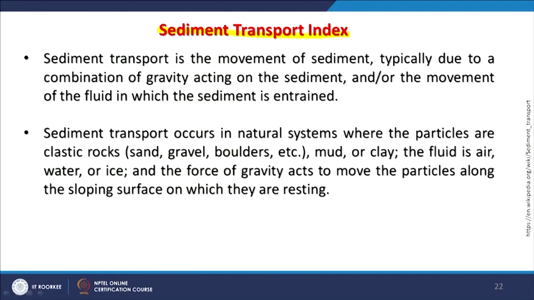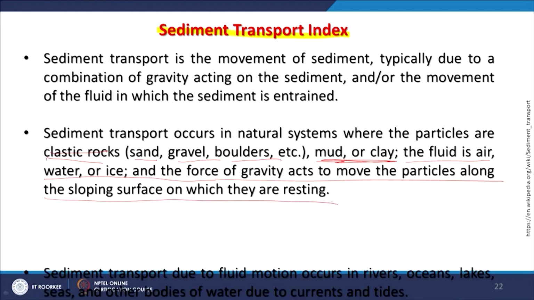So, in a natural drainage system there will be some sediment. The density or the turbidity may vary, but there will be some particles in suspended form or may roll along the stream. Particles can be clastic rocks, sand, gravel, boulders, etc., or can be very fine ones, mud or clay, or the fluid in the air. Water or ice force, the gravity acts to move particles along the sloping surface on which they are resting.